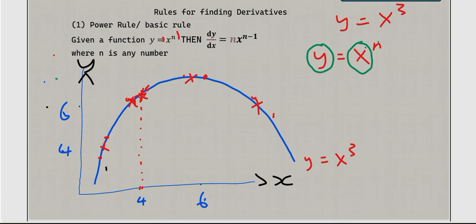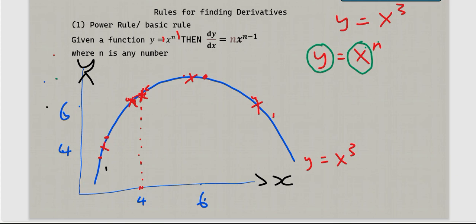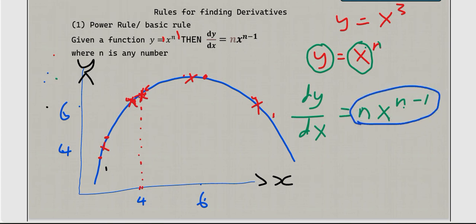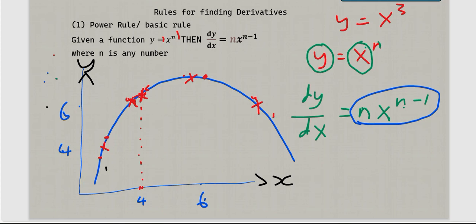So how do we get the derivative of that? Remember when we were introducing, we said that the derivative of a certain function, denoted as dy by dx, is given by n times x, our independent variable, to the power n minus 1. So we take this n and bring it to the front, then x to the n minus 1. This is the general formula for getting the derivative. Now let's do an example with this formula.